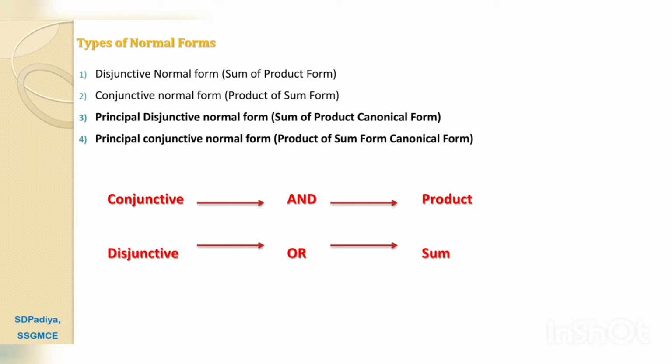In the previous video, we derived the relations that conjunction means and, which means the product, and disjunction means the or operation, and or means the sum operation. To remember this, you have to remember two words. One is CAP: conjunction means and means product. And the second word is DOS, as in DOS operating system: disjunction means or and or means sum.